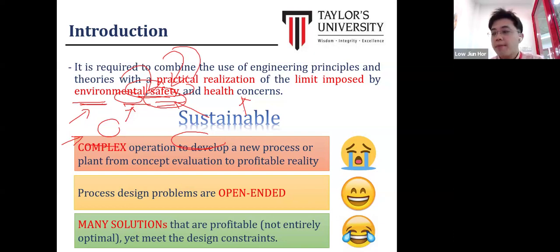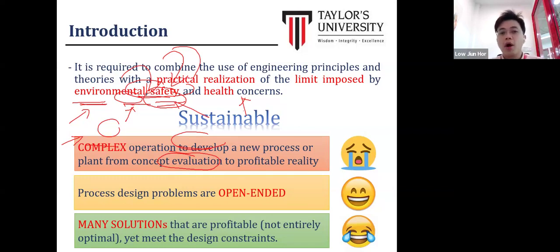Even though the chemical plant design is not simple, it's very, very complicated and complex, but remember, the process design or the chemical plant design is actually an open-ended task. Meaning that we actually have the freedom, we can decide what synthesis process we are going to apply and use in the chemical plant design. And also as a chemical engineer, we have the right to decide the sequence or arrangement of the equipment in the plant design.